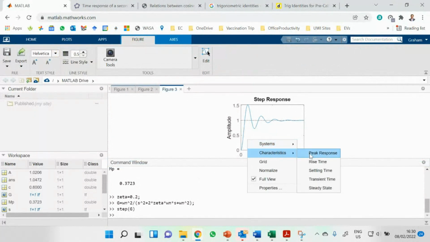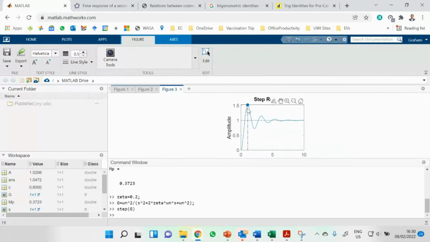The charts are the worst aspect of this online version of MATLAB. They're a bit difficult to use, but right, okay, not bad. 1.07 is the time to peak here. Right? Peak amplitude is about 53%, at time 1.07 seconds.